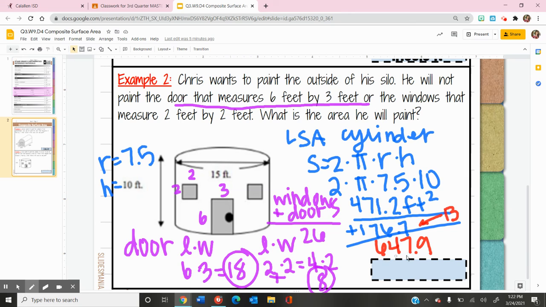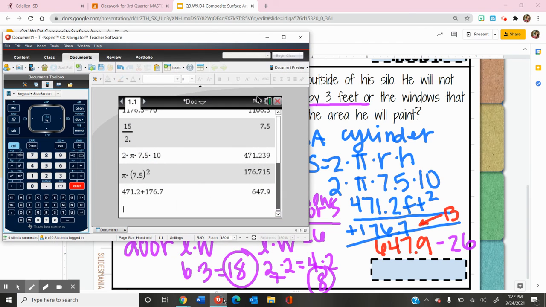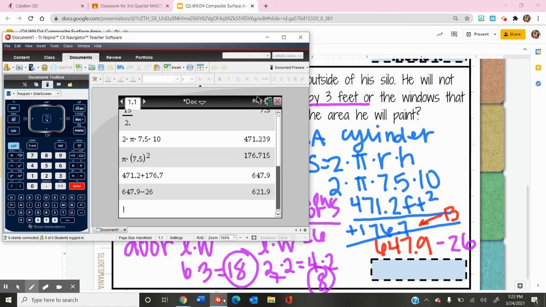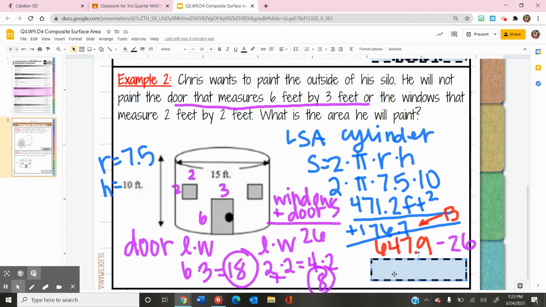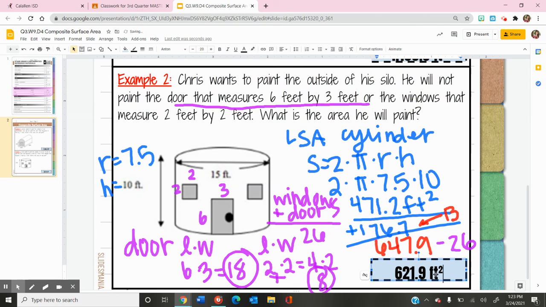So I'm going to take 647.9 and I'm going to subtract 26. So in my calculator, 647.9 minus 26, I get 621.9. So now in my box, this is going to be 621.9 feet squared, and this is the amount of area, this is what's going to be covered with paint.